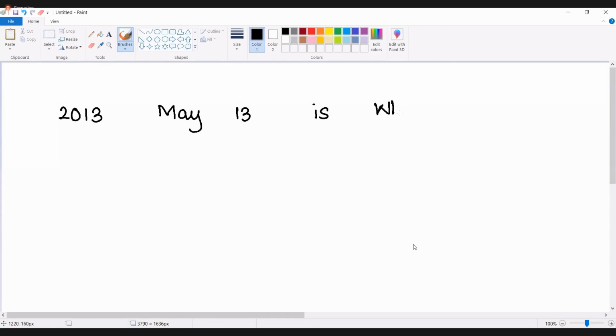2013, May 13th is what day? You can use the calendar in your phone or jump to that particular date and observe the day. But we'll try to calculate it. So what is the conventional way of solving?